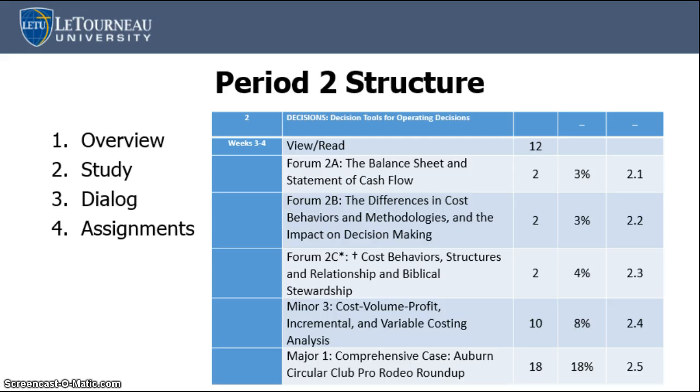Lastly, unlike Period 1, this period will have 1 minor assignment and a major assignment. You should anticipate spending approximately 10 hours on the minor assignment and 18 hours on the major assignment. The minor assignment will be worth 8% of your total grade, while the major assignment will be worth 18%.